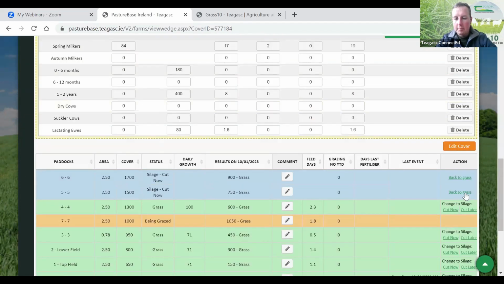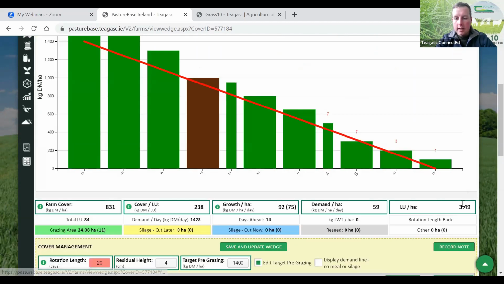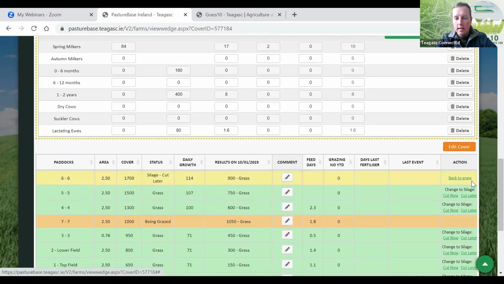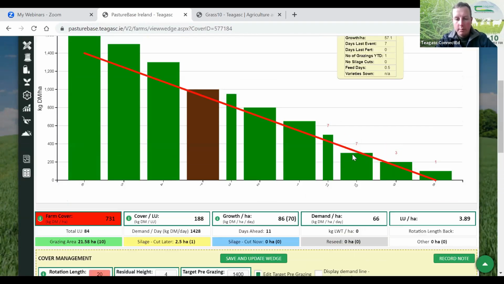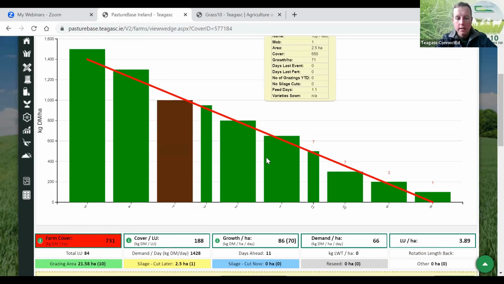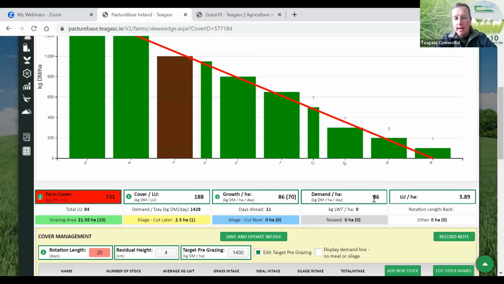So what I want to do is put that back to grass, and I want to show you now, I'll put them all back to grass, what happens if I take it out for cut later. So you can see here at the moment that the demand is 60 and the stocking rate is about 3.5. What happens if we take it out for silage cut later is that it removes it from the wedge completely. Okay, so that paddock has disappeared altogether off your wedge. It's not showing. And your demand has now moved up to 66 and the stocking rate is 3.9.